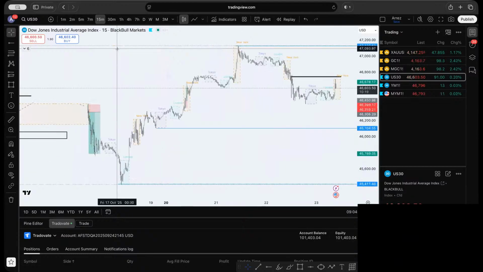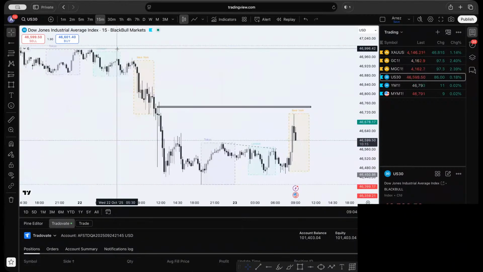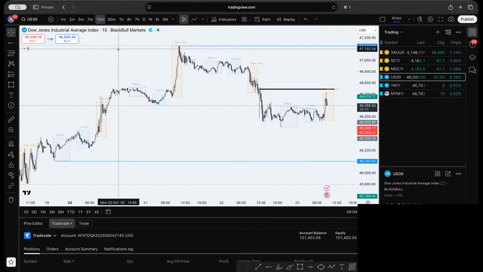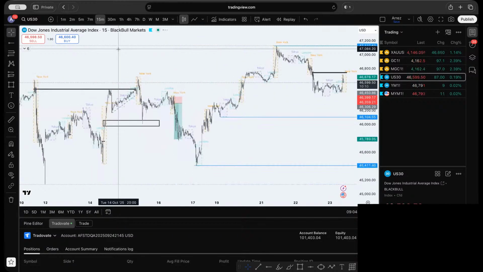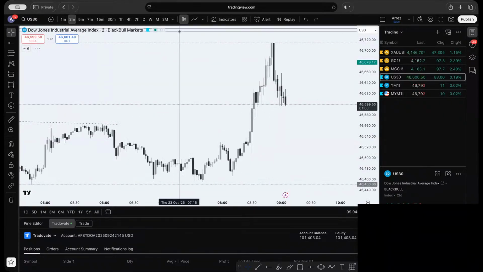So let's see what we see right here. I would say right now my bias is sell. And so let's see if we are able to get confirmation for that.